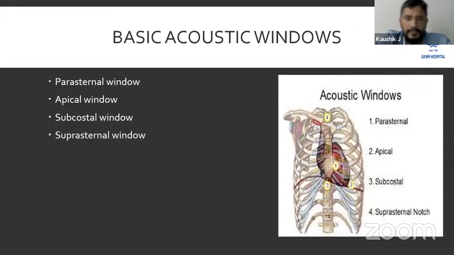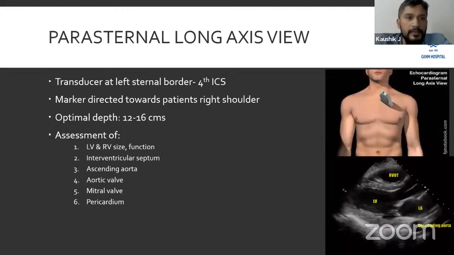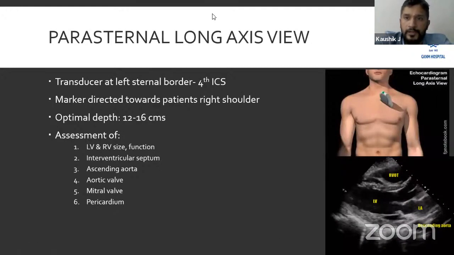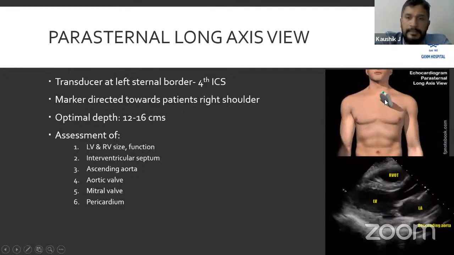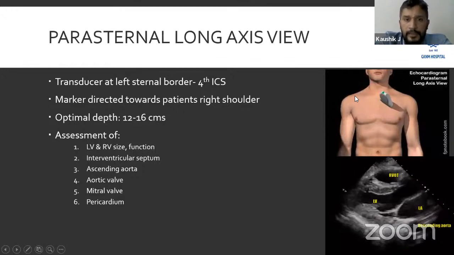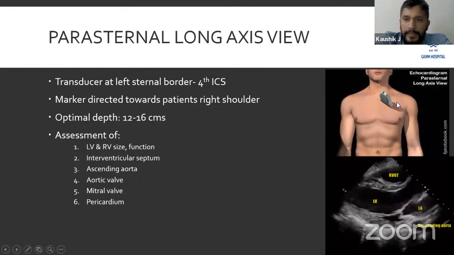So the basic TTE views, we should be familiar with the parasternal windows, the apical windows, and the subcostal windows. We'll be running through those. The parasternal long axis view, basically you'll have to keep the probe at the left sternal border in the 4th intercostal space. And the marker is usually directed towards the patient's right shoulder. The optimum depth for obtaining these images would be around 12 to 16 centimeters.